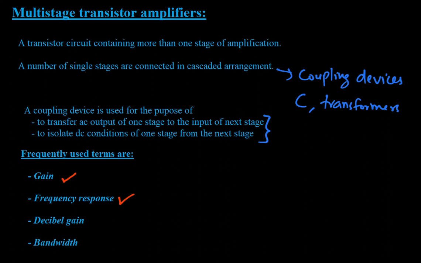Then another term which we come across is the decibel gain, which is actually the unit of the gain, and another is the bandwidth. Usually by determining the bandwidth we will calculate how effective the amplifier is. So we will discuss these four terms separately. First of all, let's discuss the gain of a transistor amplifier.